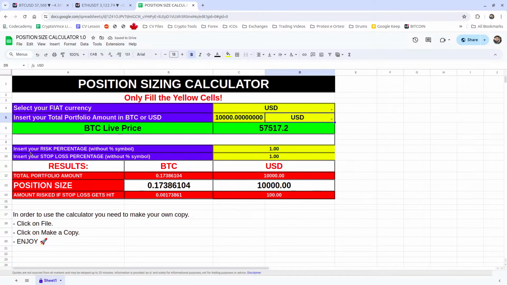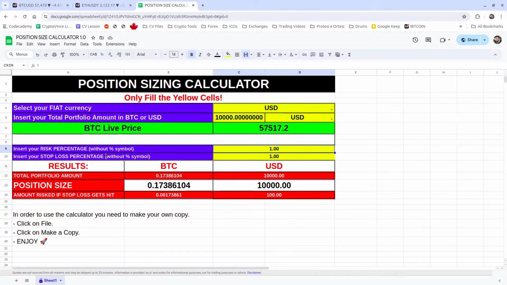Done. How much risk percentage you wanna take? So how much risk you wanna take? I usually take 1% risk on every trade. That means I will take $100 risk to make 300, as in the example I did in the chart.